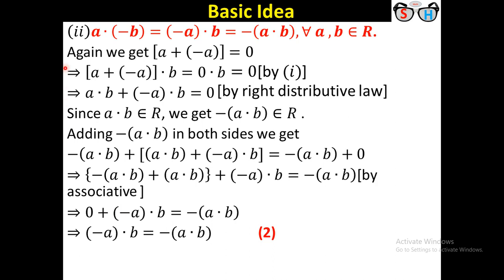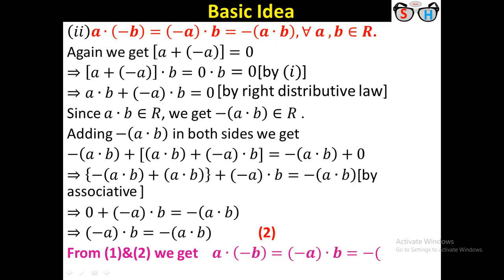So in (1) we proved that a·(−b) = −(a·b), and here I proved that (−a)·b = −(a·b). So from (1) and (2) we get a·(−b) = (−a)·b = −(a·b). So the second part of the theorem is proved. The second part of the theorem means a·(−b) = (−a)·b = −(a·b). Now we will go to the third part of the theorem.